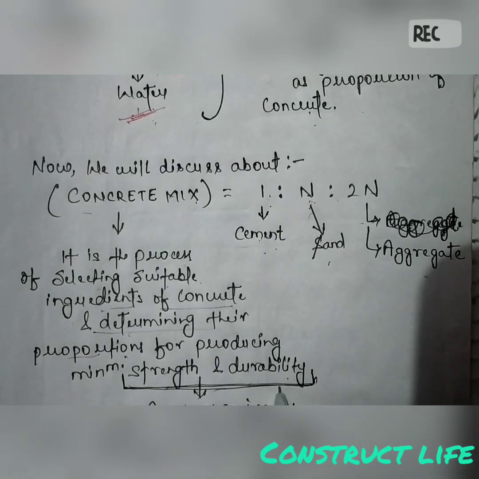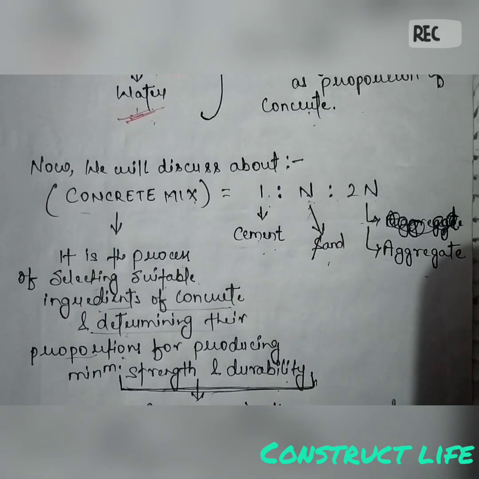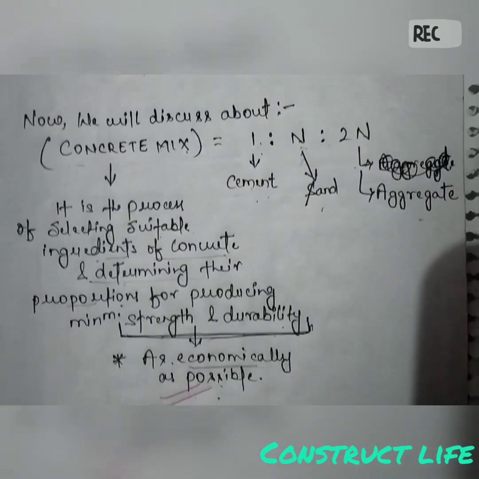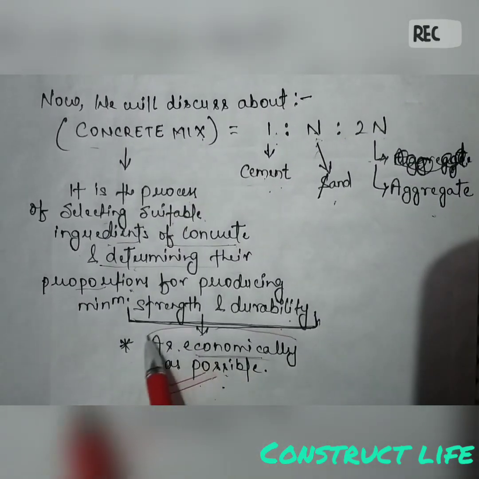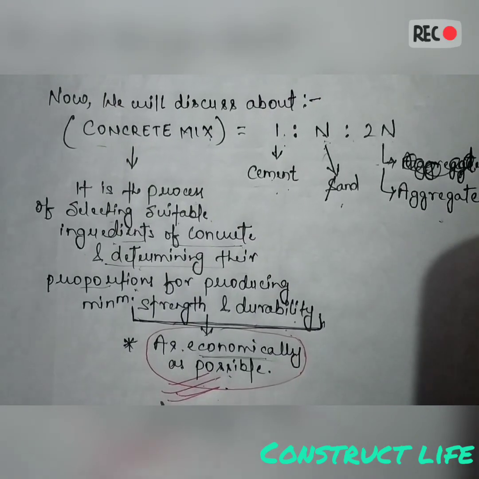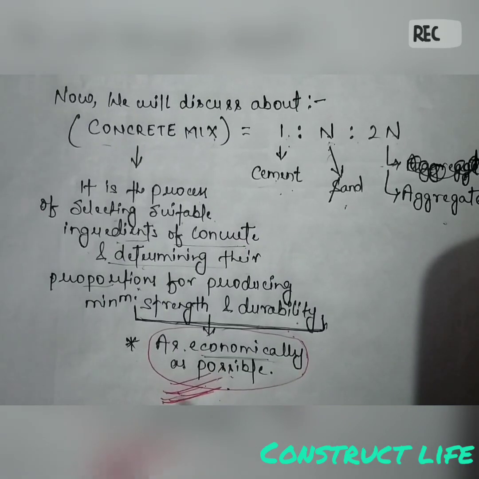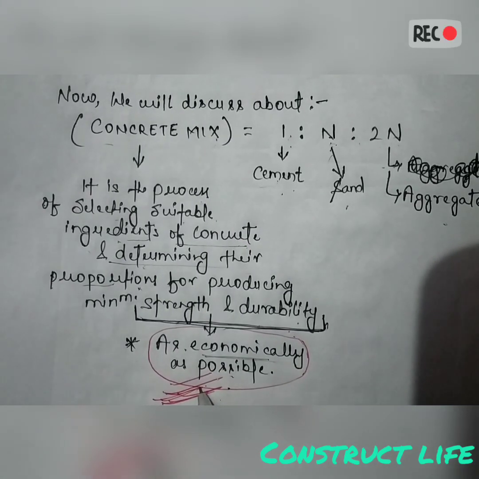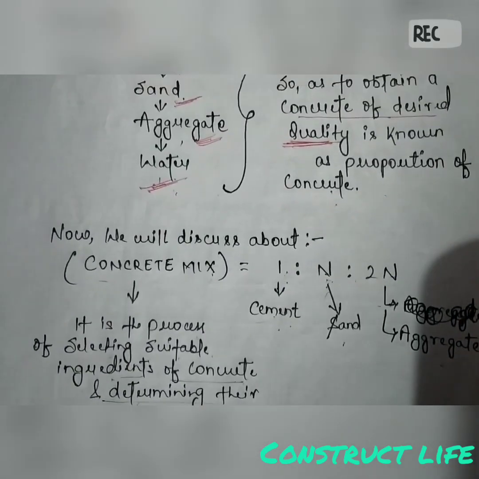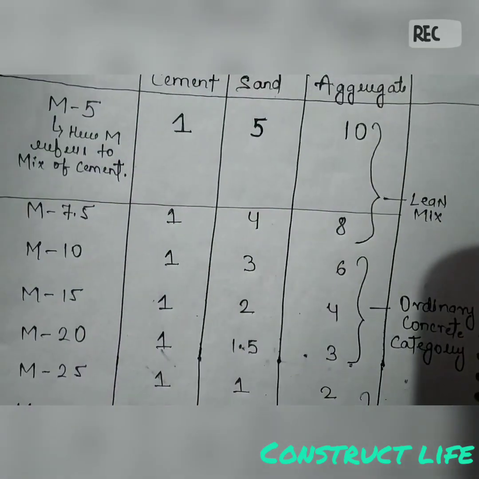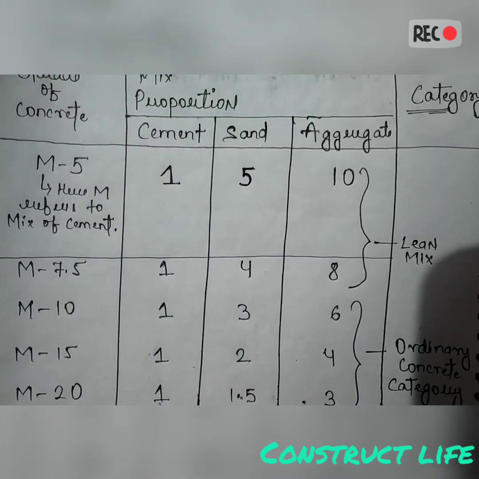Suppose we design a concrete mix which is very good in strength and durability, but it is uneconomical. Then according to Indian Standard norms, it cannot be applied. So every concrete mix design must be as economical as possible. Keep it in mind when we are going to design any concrete mix, it must be economical as much as possible.